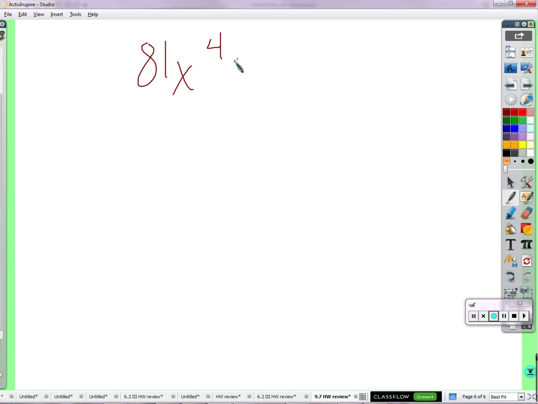81x to the fourth minus 16. 81x to the fourth minus 16. Definitely want to have a piece of paper out. You're writing your notes down.